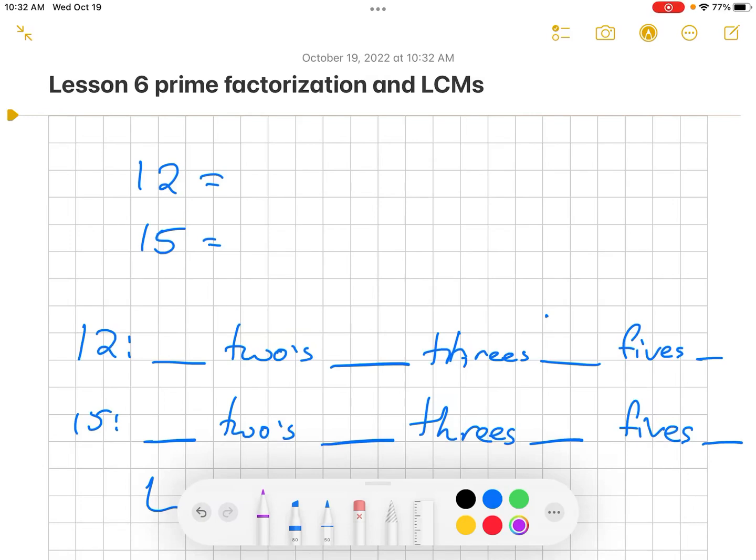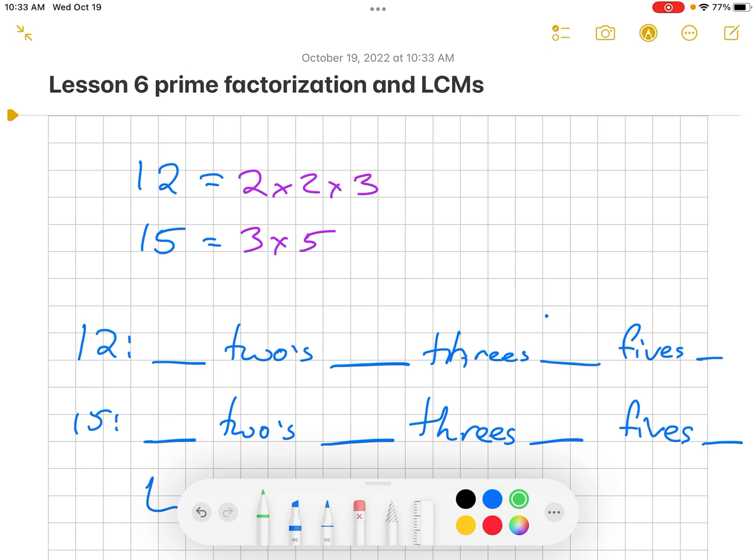All right, so I'm coming up with the prime factorization in order to find the lowest common multiples. So I know that 2 times 2 is 4, and then times 3 is 12. So 4 times 3 is 12, right? And I know that 3 times 5 is 15.